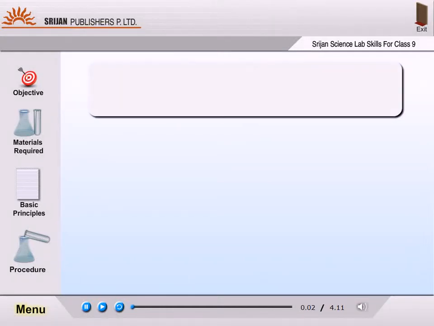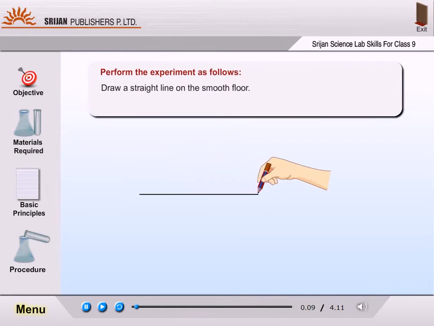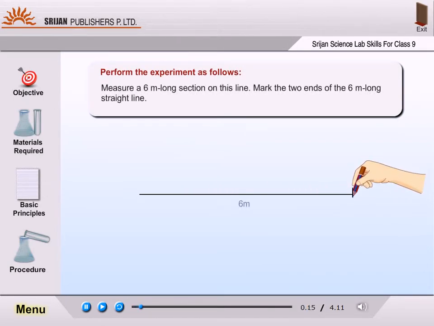Procedure. Perform the experiment as follows. Draw a straight line on the smooth floor. Measure a 6-meter long section on this line. Mark the two ends of the 6-meter long straight line.